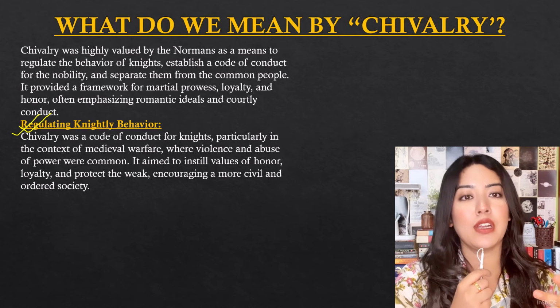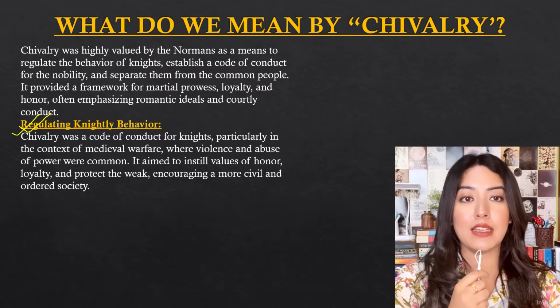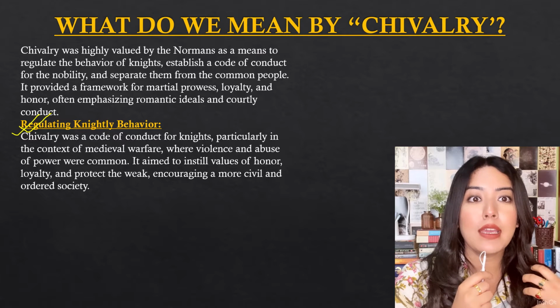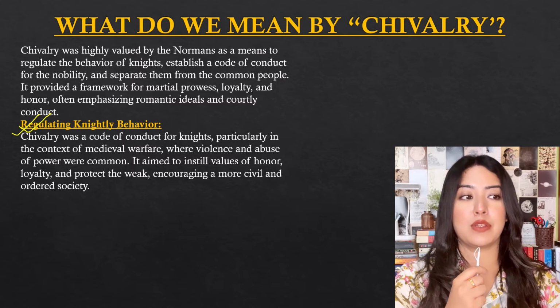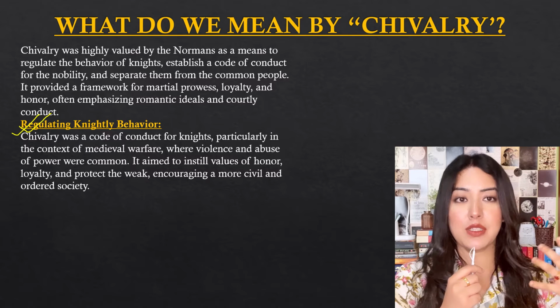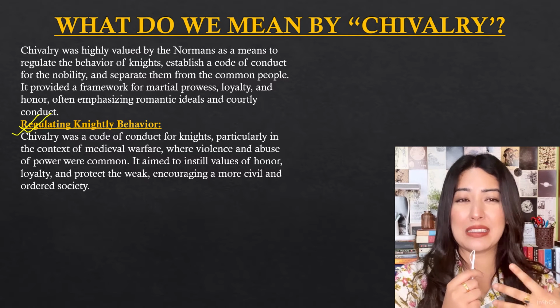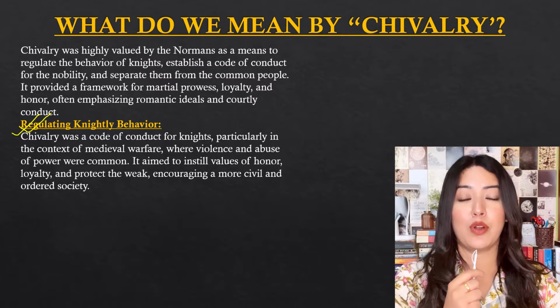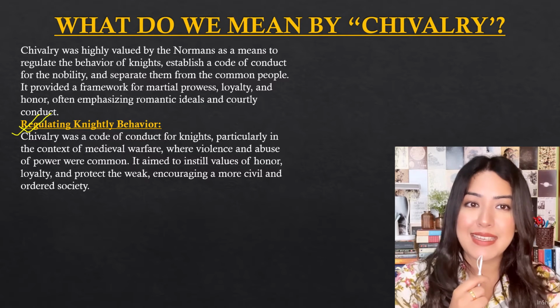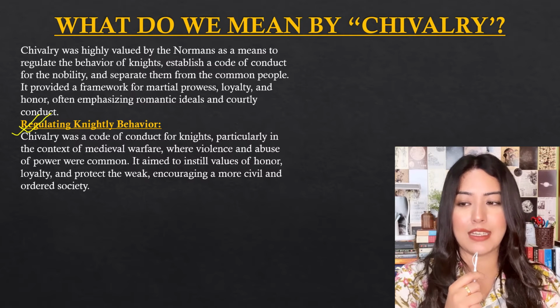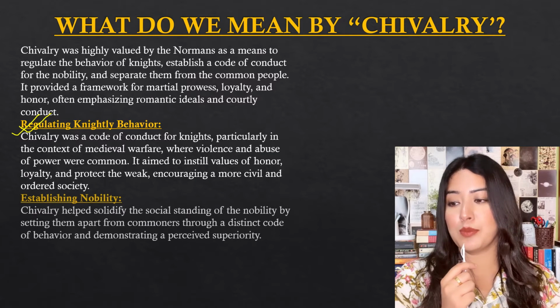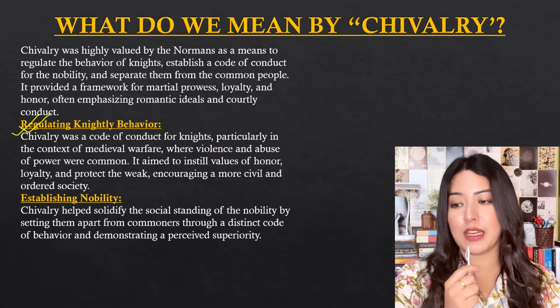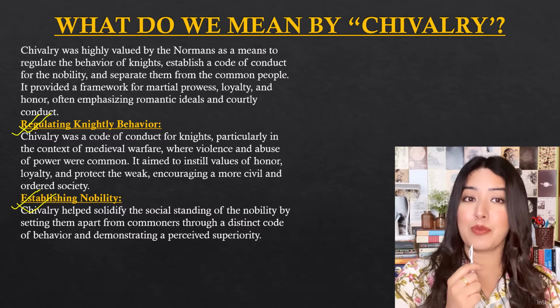So this code of conduct, say for example, prohibited the knights from gambling, from drinking, alcoholism, and from abusing their prowess, right? Because they were strong people, so to get into fights and all of this, this whole code of conduct barred them from actually making these kind of mistakes, which cause chaos in the society. Then you have establishing the nobility. Chivalry helped solidify the social standing of the nobility by setting them apart from commoners.